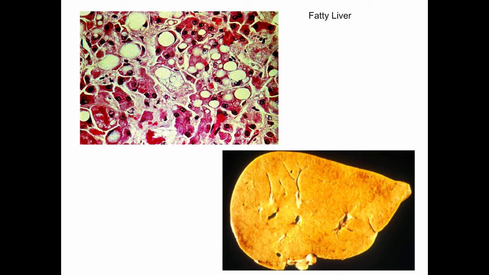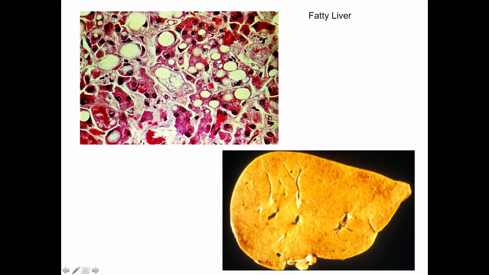Another example of infiltrations or abnormal accumulations is fatty liver disease. And this is a really good example because there are several causes of fatty liver disease. With fatty liver disease, normally the liver does have intracellular storage of fat. That's normal. But with fatty liver disease, intracellular storage of fat is amplified dramatically.